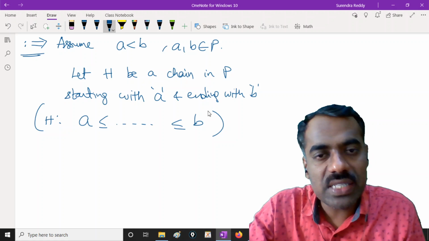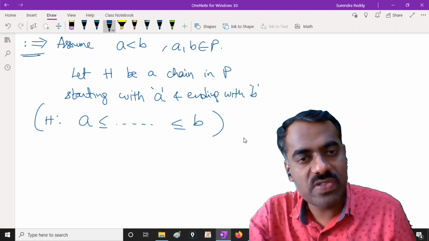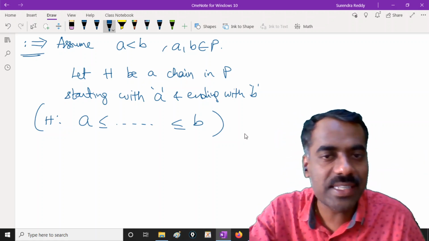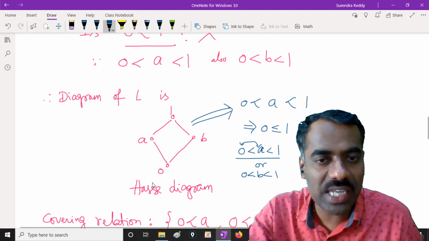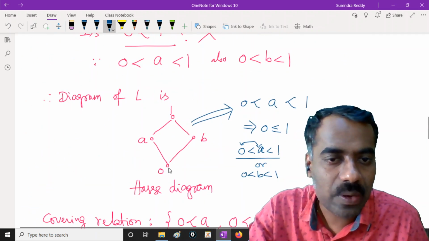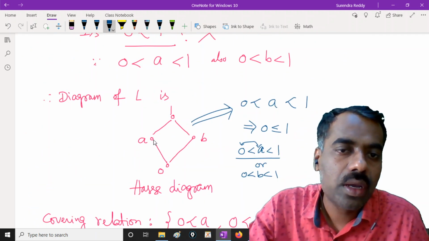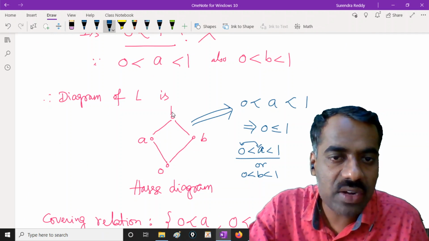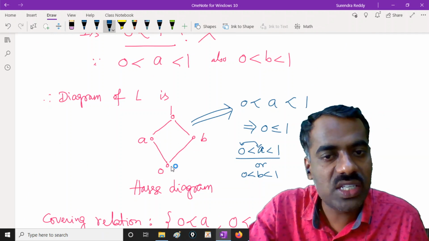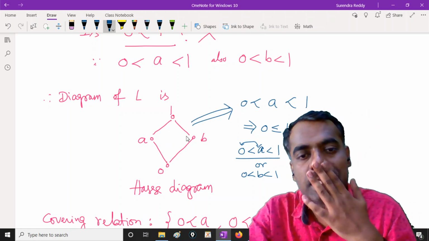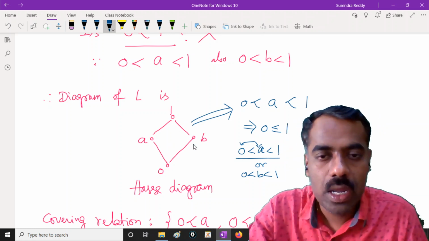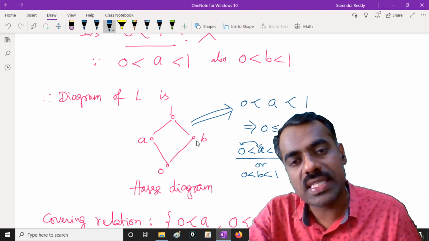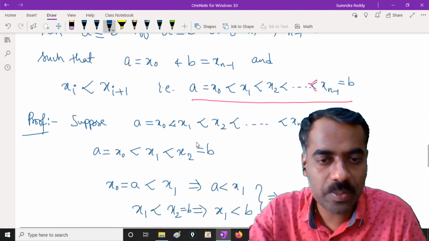Now what we do is we will consider all such possible chains. In this example, there are three chains possible between 0 and 1: 0, a0, 1; 0, b, 1; and 0 and 1 also, right? These three, because that is also comparable. Among these, we will consider all of them and find the largest possible.